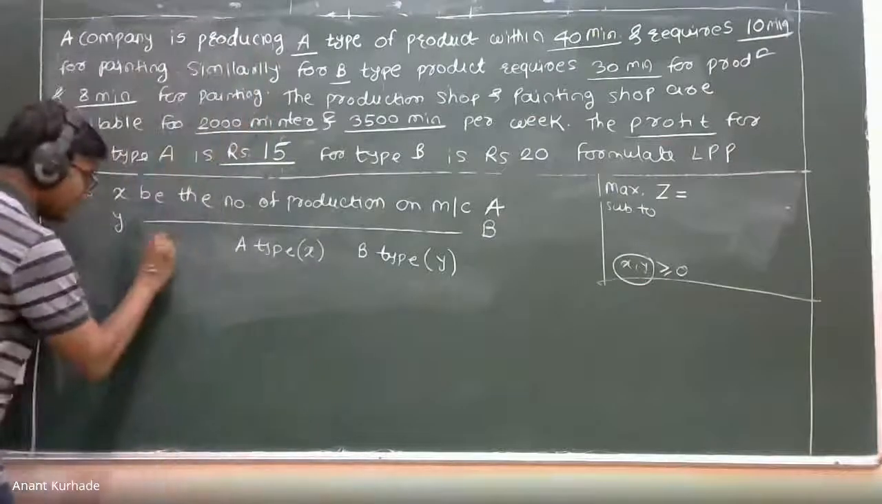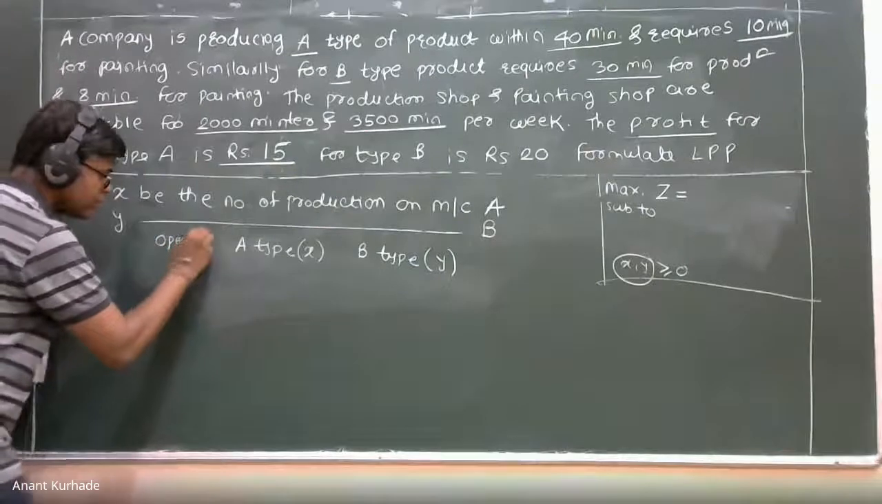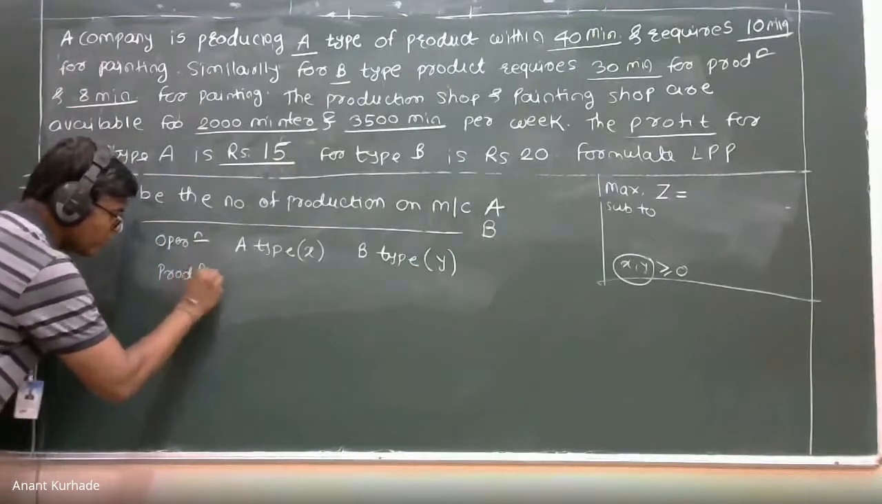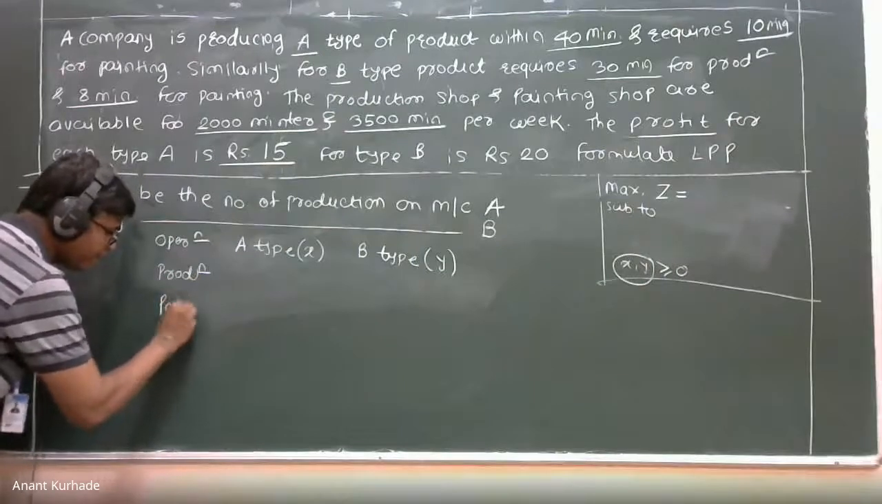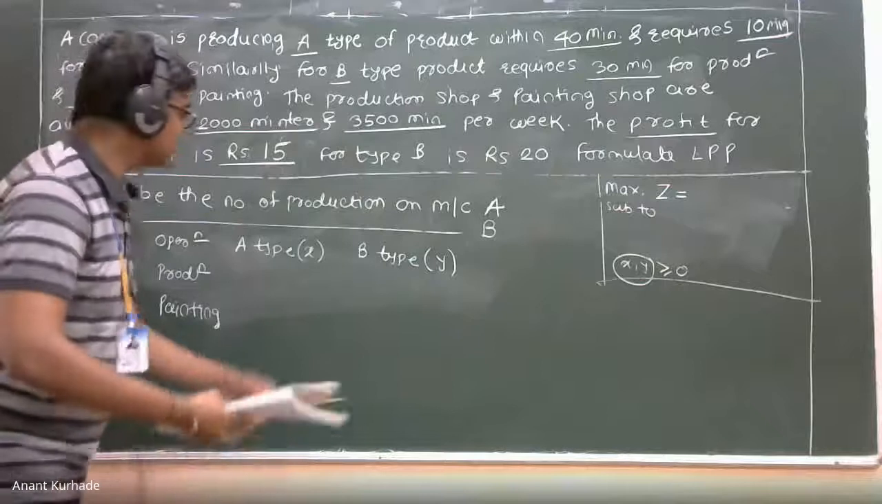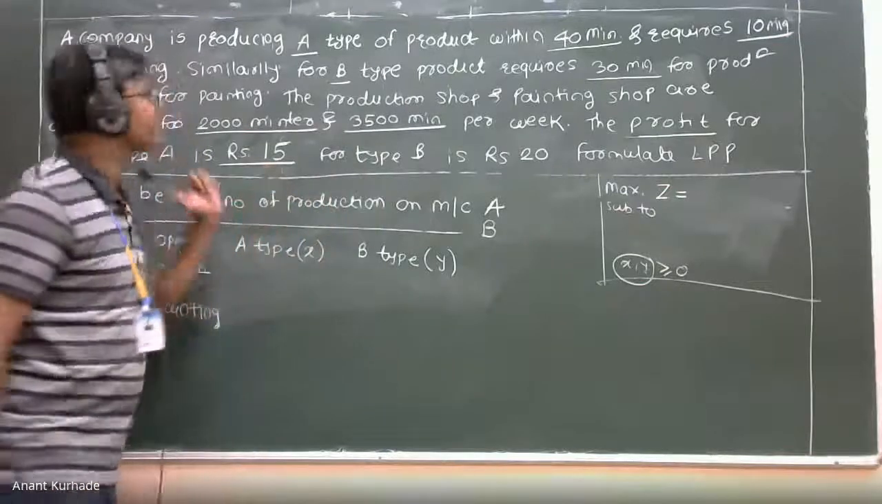So here you can write operation. Write down here one is production and one is painting. Now just think like this. Now again read this problem.